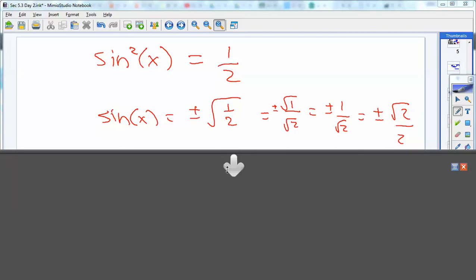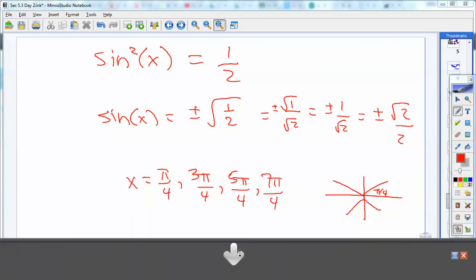And so what is the reference angle for that? Pi fourths. And what quadrants is it in? 1 and 2 and 3 and 4. The positive root 2 over 2 is in 1 and 2. And sine is negative in 3 and 4. It is in all 4. When you do the square root of both sides, you have to account for all 4 quadrants, the 2 that are positive and the 2 that are negative. And so we have pi fourths, 3 pi fourths, 5 pi fourths, and 7 pi fourths.